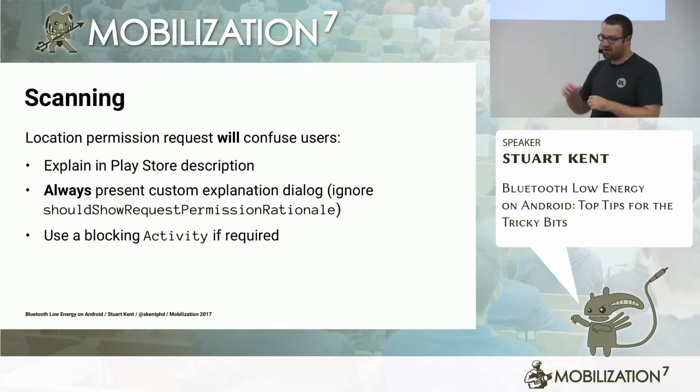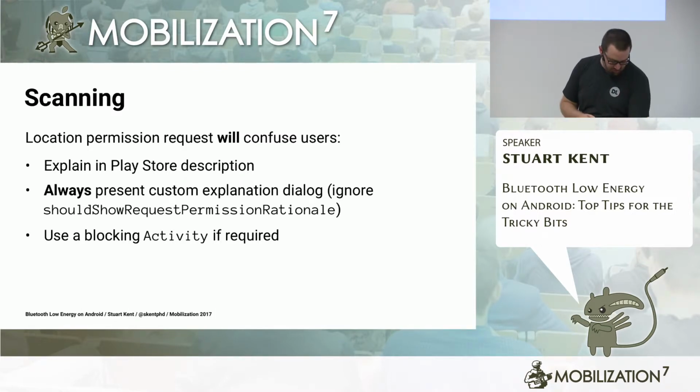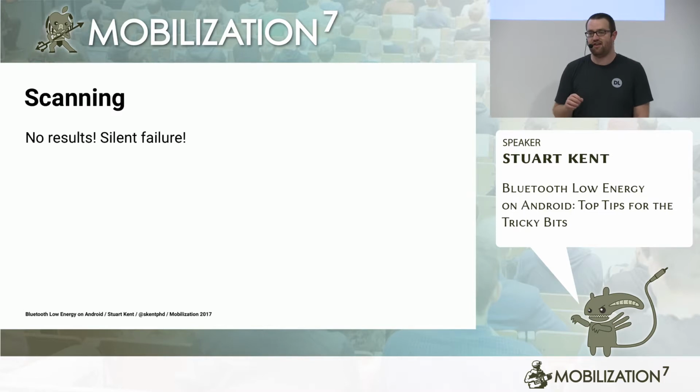And again, one of the options you have here is making sure you use a blocking activity if you really, really need to be able to receive scan results. So let's assume that we fixed that. The next thing that's going to happen is we're still not going to receive any results, but this time the failure is going to be absolutely silent. There's not going to be anything in your logcat either.